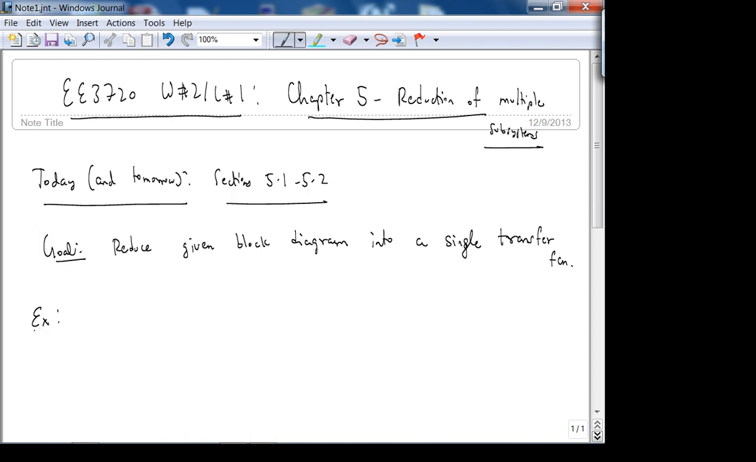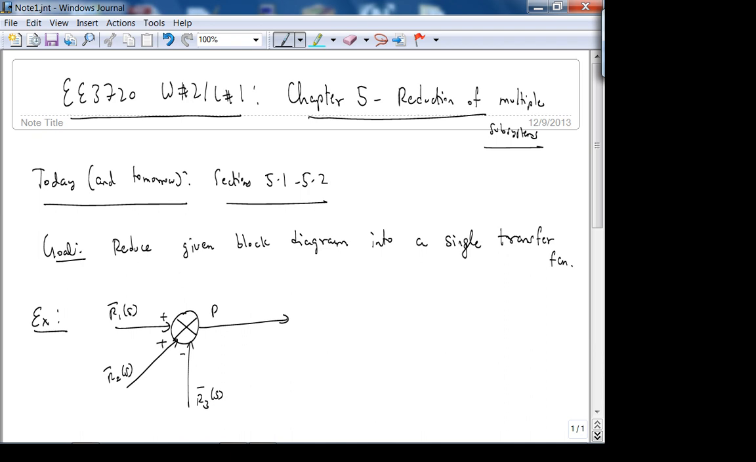So let's take, for example, this is the notation your book uses for a summing junction. I'll probably switch to the Simulink notation. It's just the same thing, conceptually. So here's one thing real simple. Call this minus. Let's call this R1 of S, R2 of S, and R3 of S.